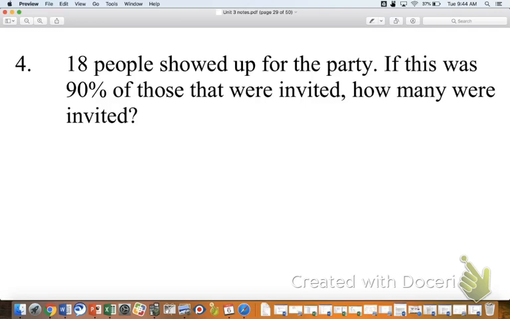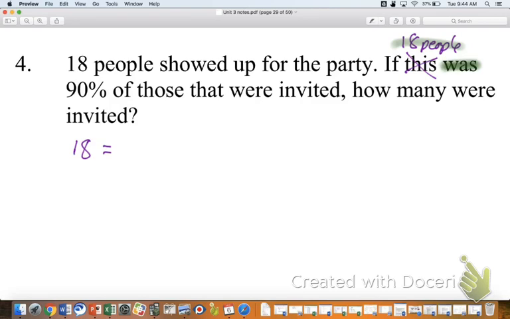If this, the 18 people showing up, so I'll put 18 people was 90% of those that were invited. How many were invited? So it'd be challenging, but you could actually straight translate this. Let me explain. 18 people was. Was is really what? Is. Isn't it the past tense form of is? Yes. So I could look at this right here and say, wait a minute, was, that just means is.